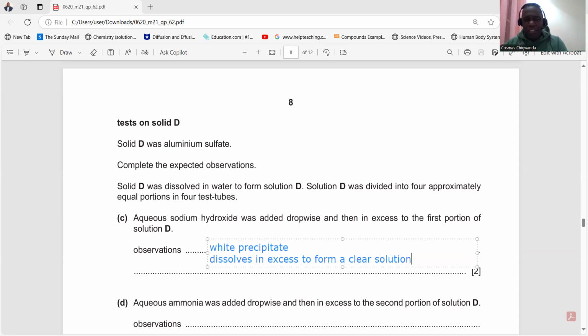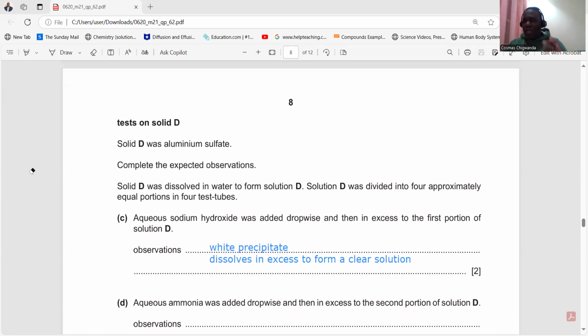Right, so white precipitate dissolves in excess to form a clear solution. That's why the examiner is giving you 2 marks there. All right, fine. So let's move on to the next question. Like I said, we have ammonia and we have sodium hydroxide.